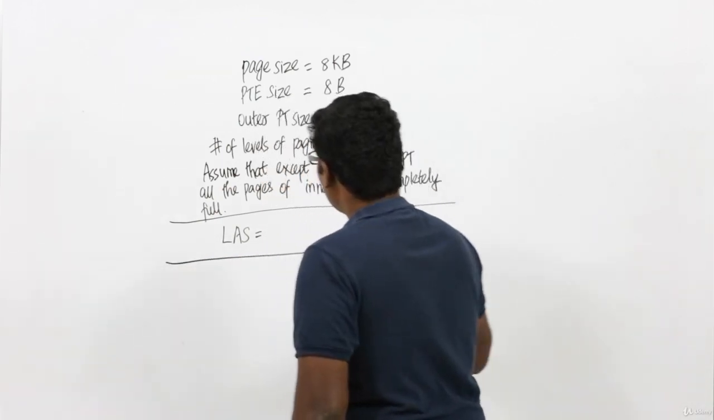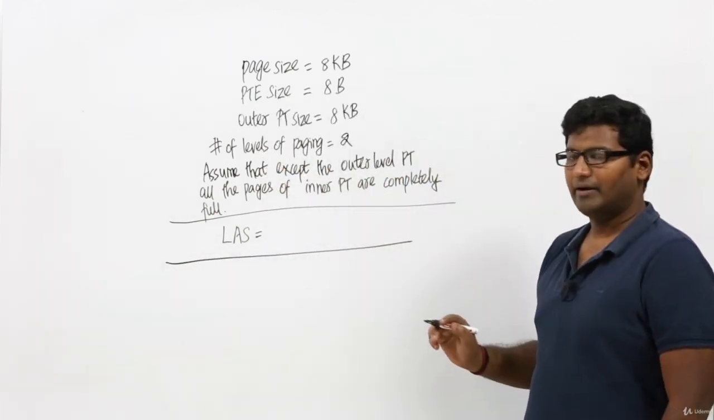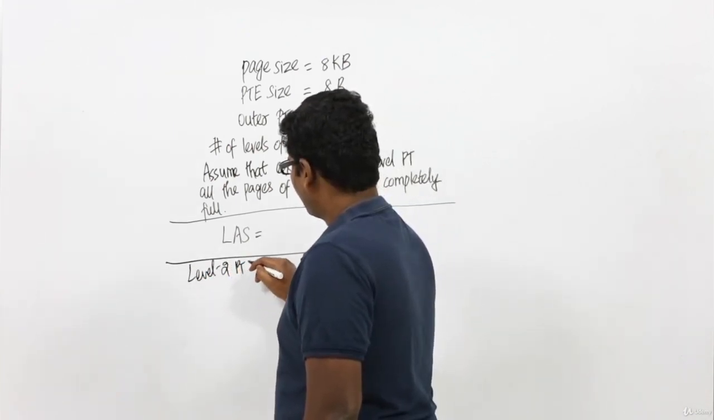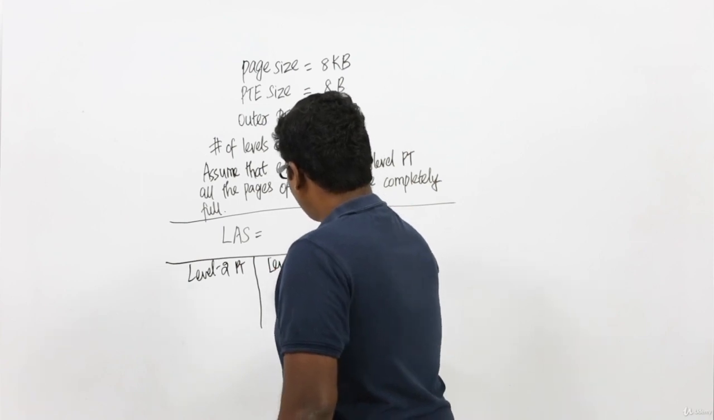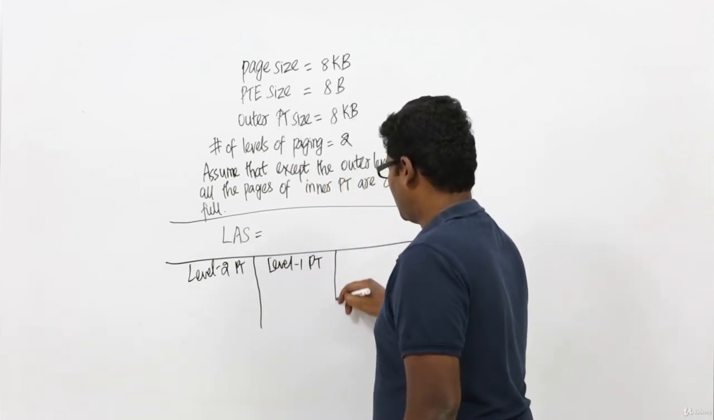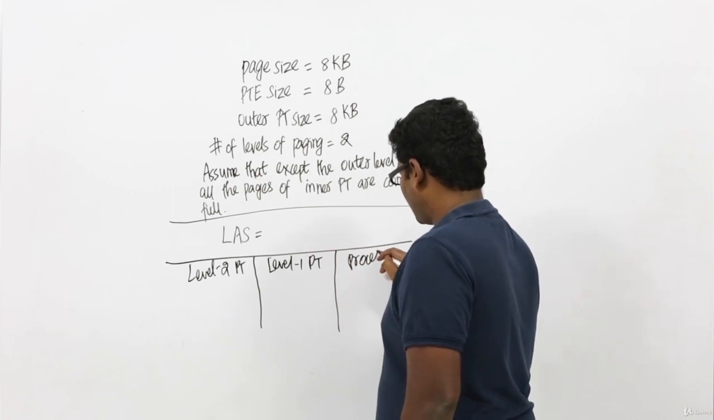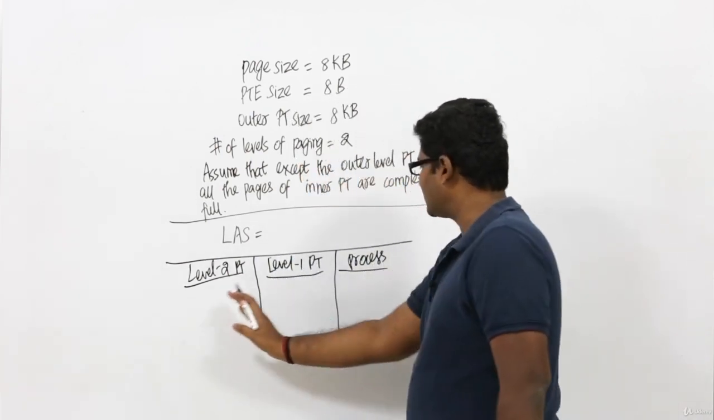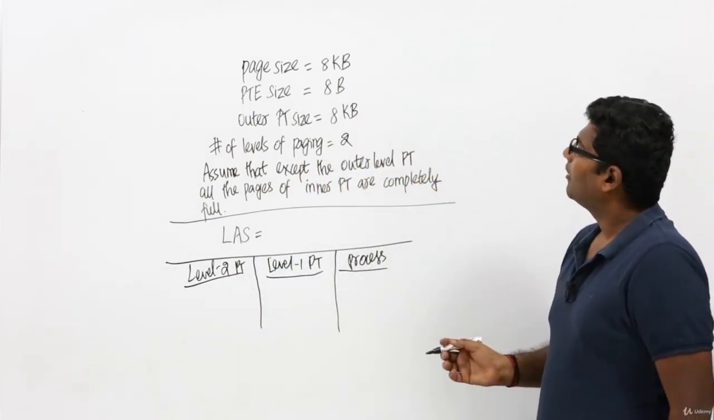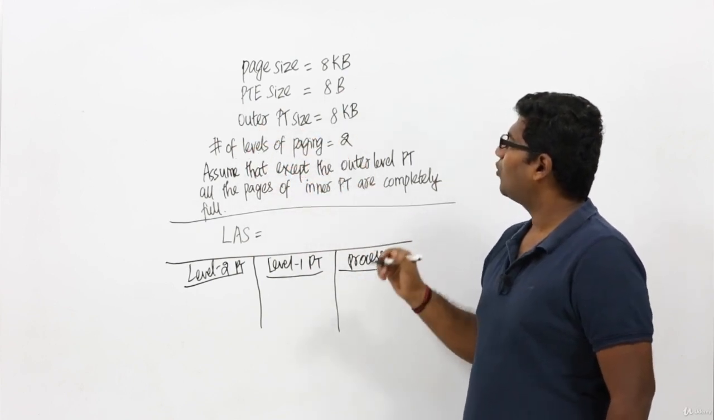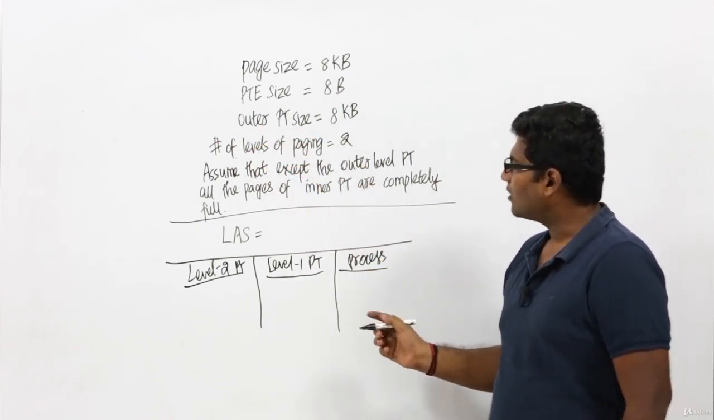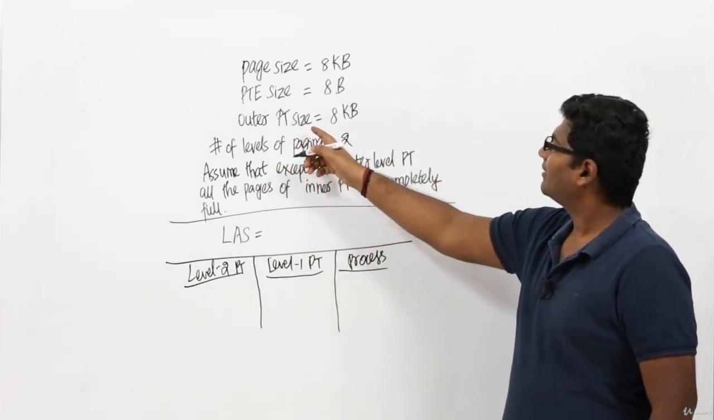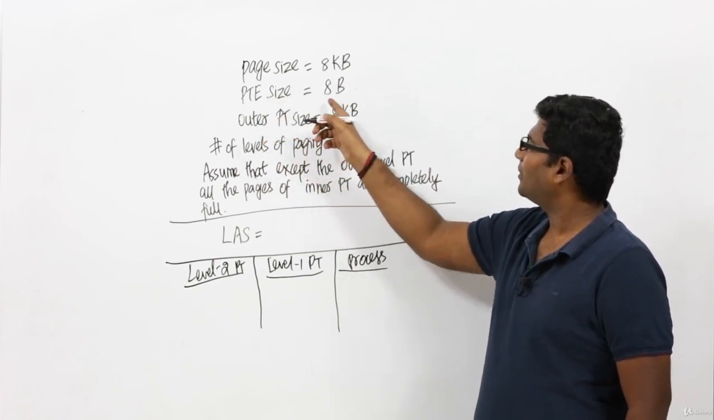See, they have given two levels of paging, right? So I'm taking level 2 page table, level 1 page table, and our process, right? These are the three things, three levels we will have. We have two levels of paging, along with it we have process, fine. Also they have given that outer page table's total size is 8 KB. Outer page table, see the total size of page table is 8 KB. Also they have given that size of single entry is nothing but 8 bytes.